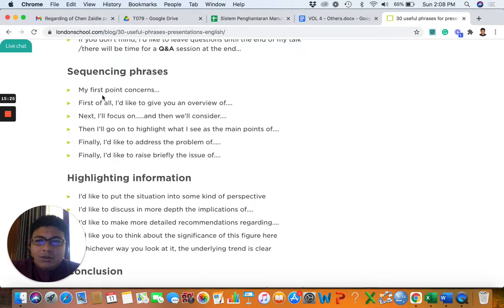Firstly, secondly, so the sequencing is also important so that our presentation will be seen as continuous. Instead of using firstly, secondly, thirdly, moreover, then next, to add to that, furthermore, on the one hand, on the other hand, you can also say, my first point is, first of all, I'd like to give you an overview of the camera feature of this phone, or I would like to give you an overview of the latest hand sanitizer product by this or that brand.